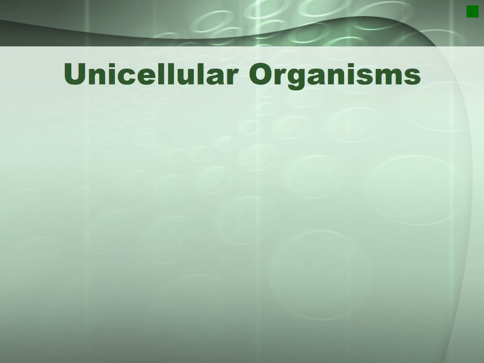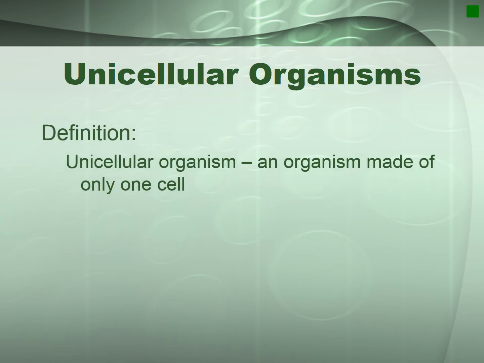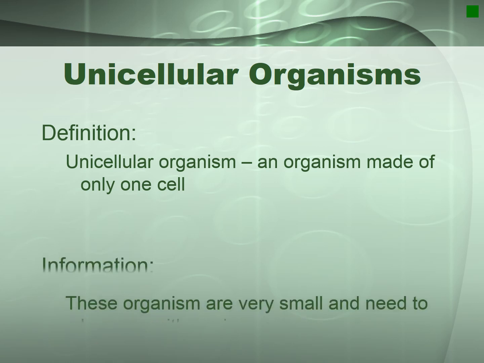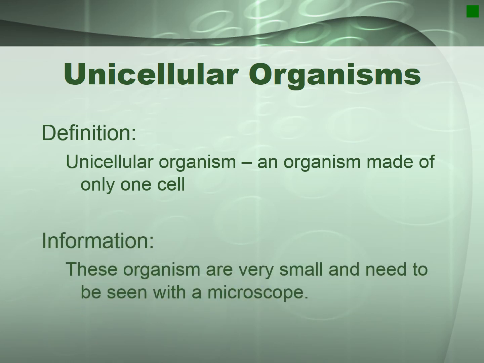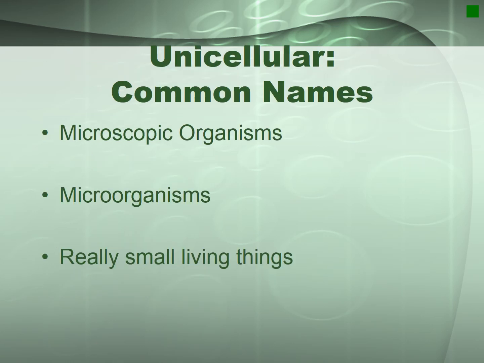Okay, with that done, let's go ahead and talk about unicellular organisms. A unicellular organism is an organism made of only one cell, uni meaning one. Okay, we're going to take a look at the common names that come with some unicellular organisms, such as microscopic organisms, microorganisms, or really small living things.